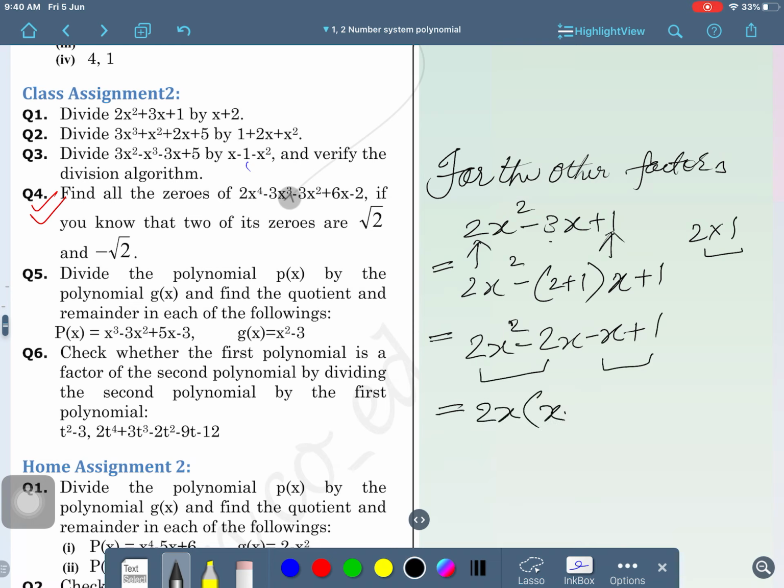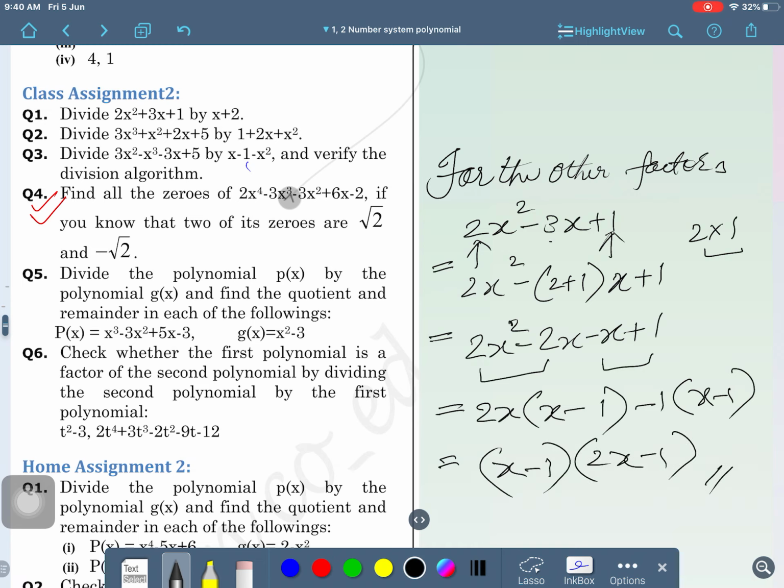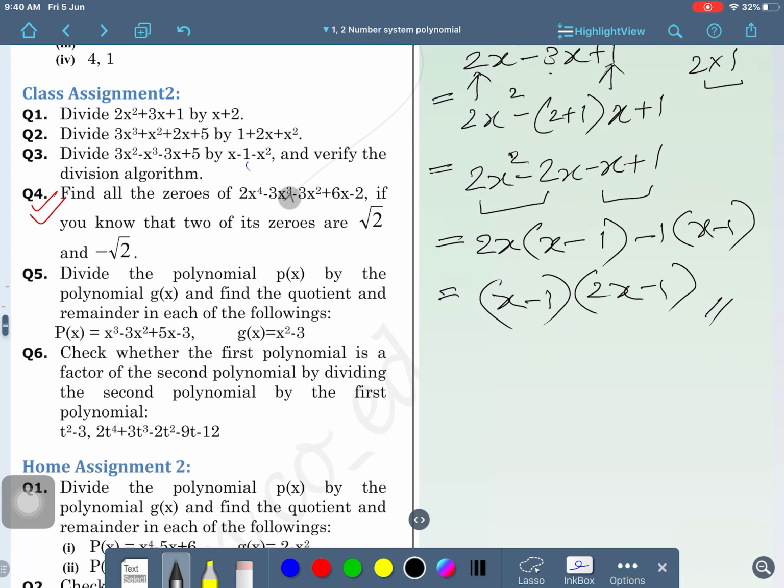What is common in them? 2x is common, it's x minus 1. Minus 1 is also x minus 1. Clear? X minus 1 is there also, and 2x minus 1. Here look: x minus 1 and 2x minus 1. The two factors we brought here. But we are not to find factors, we are to find its zeros.